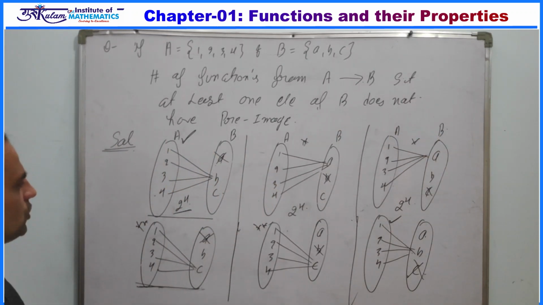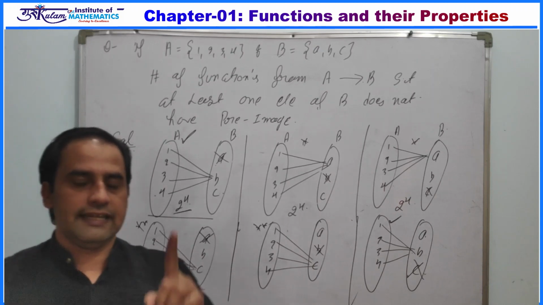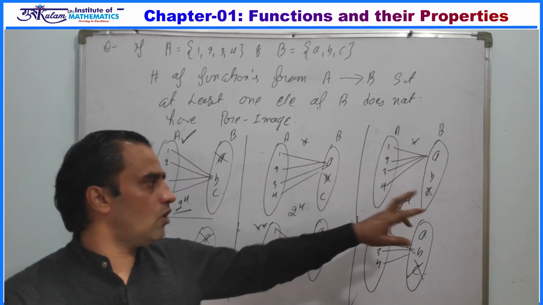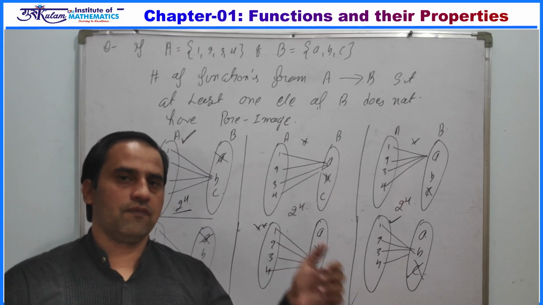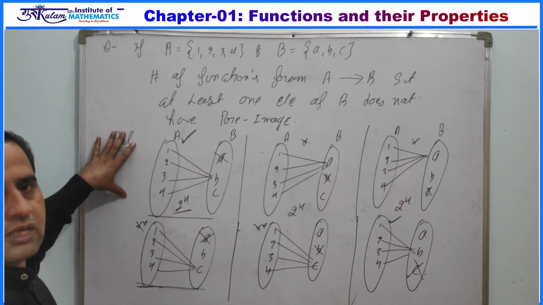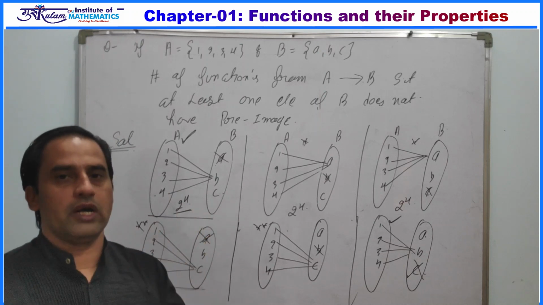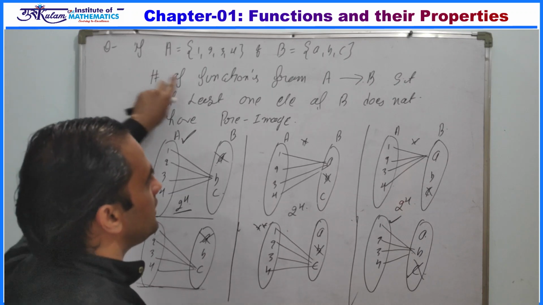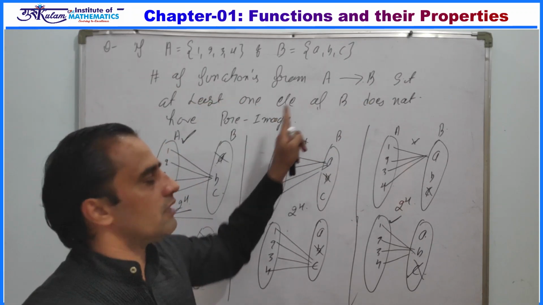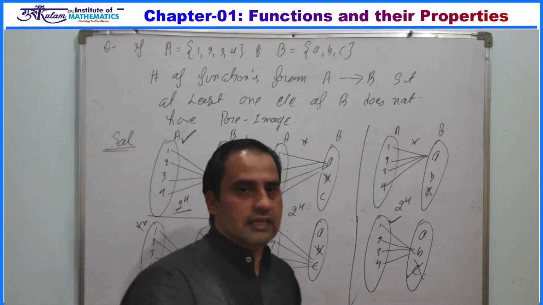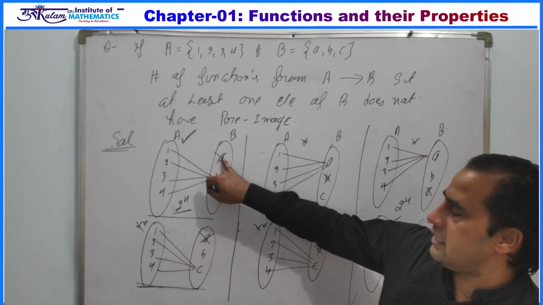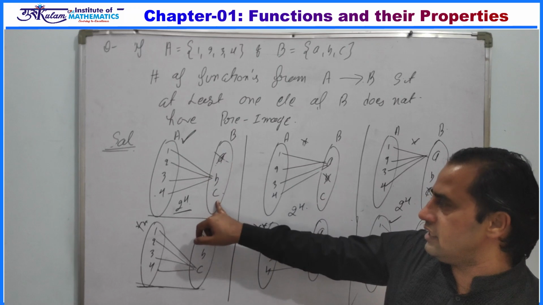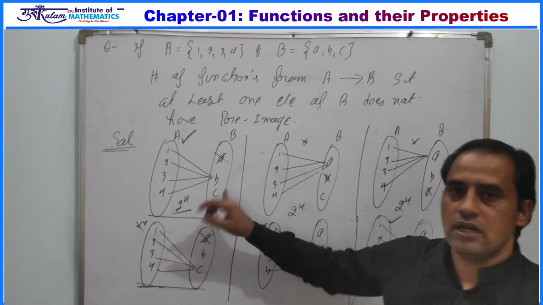So whenever we are counting the number of functions in which one element does not have a pre-image, either A does not have a pre-image, or B does not, or C does not, there are other functions in which two elements do not have a pre-image, and these functions are counted twice. So we have to count the number of functions in which at least one element does not have a pre-image. Starting, we have to count the number of functions in which A does not have a pre-image, and then the functions in which A and B do not have a pre-image, A and C do not, or B and C do not have a pre-image.